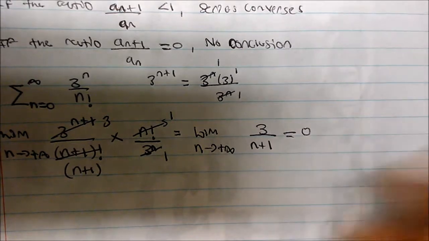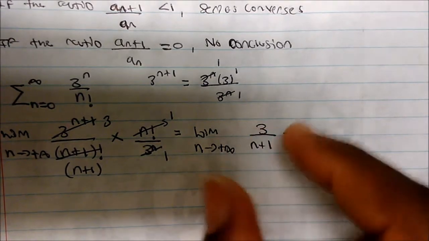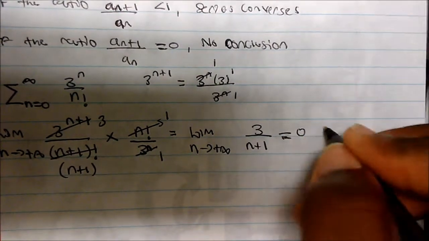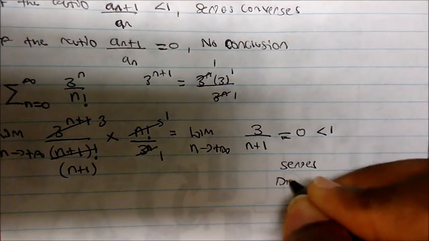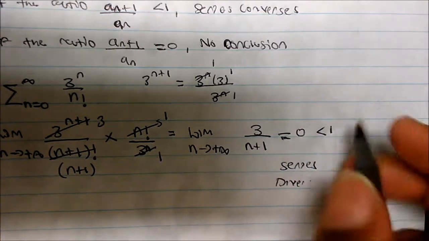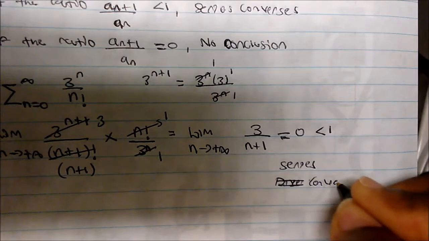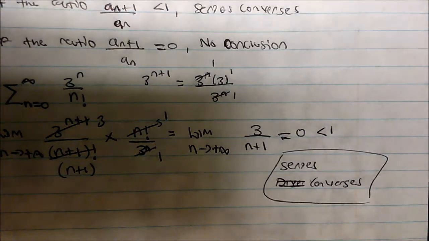Now we know this limit is 0. This limit will eventually go to 0 because we have something staying constant in the numerator while the denominator constantly gets bigger and bigger. So this limit is actually 0. We know 0 is less than 1, so we can conclude that the series converges. I'm sorry about that. The series converges because the limit is less than 1. 0 is less than 1, so it converges.